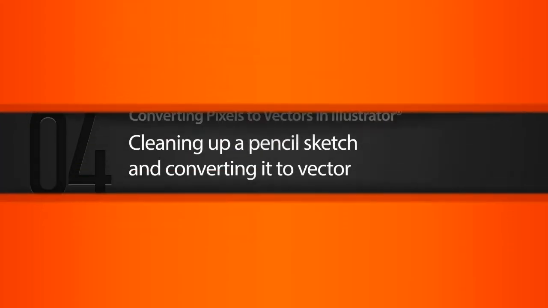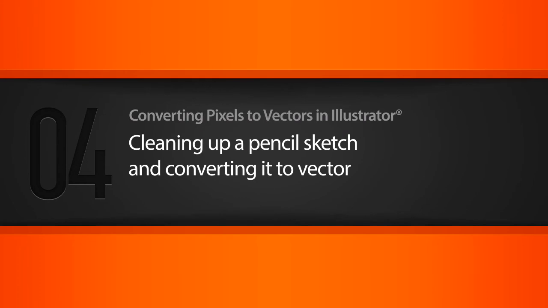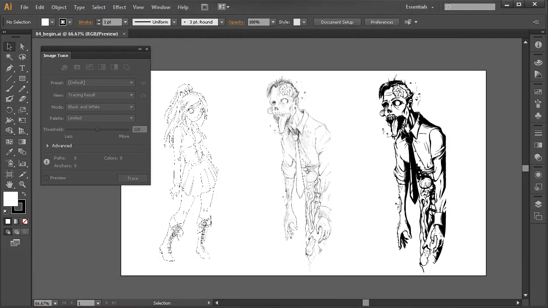In this lesson, we'll learn how to use image trace to clean up a couple different types of hand-drawn sketches. All right, great. So in the last lesson, we took a look at how we could begin to turn a photo into a painting.